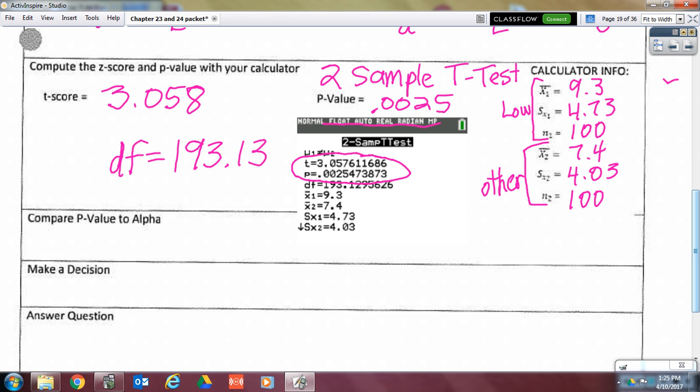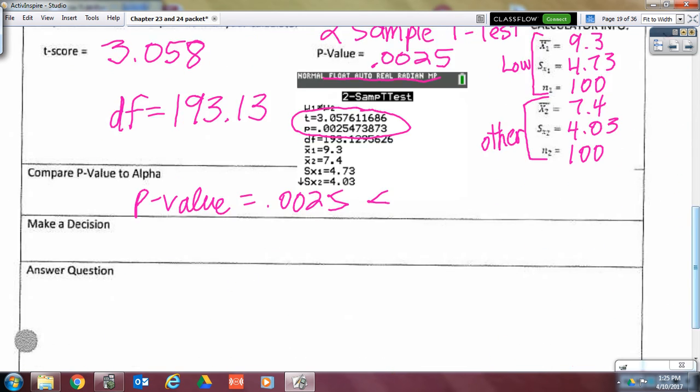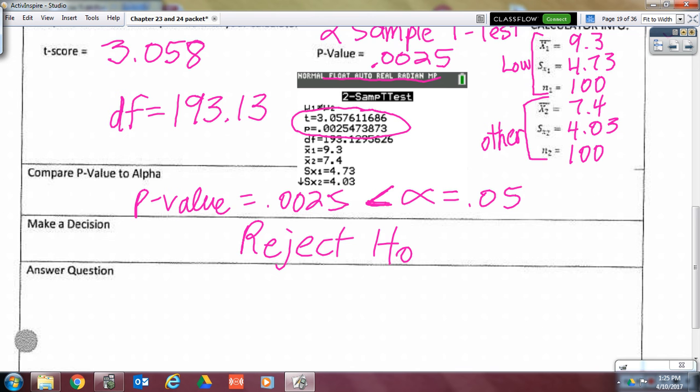All right, so I'm going to compare my p-value to alpha. My p-value, which is 0.0025, is less than, did it tell me my significance level? No, it did not. So therefore, it's 0.05. So it's less than. So what are we going to do if it's less than? Reject. We will reject H0. So what's my decision?